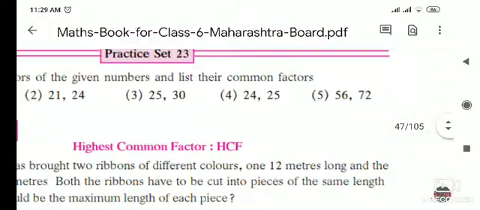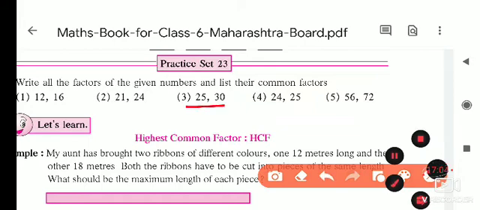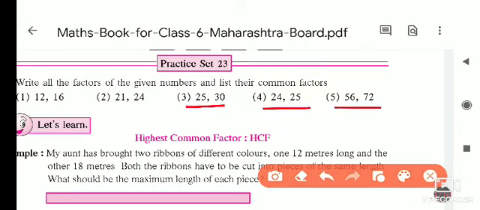These 3 examples, which are question numbers 3, 4 and 5, you are going to solve. You have to find the factors, and then from the factors just find the common factors of these numbers.